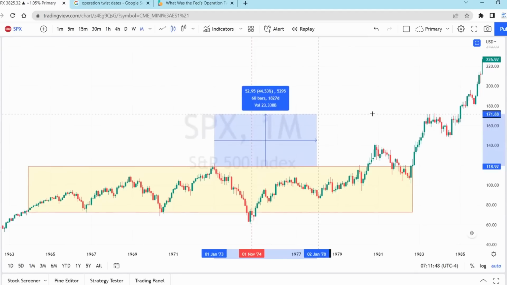Mid-'80s, right? This is the top of the measured move. It hit here and then pulled back, and then we kept going. And again, fiscal policy came in here too, Danish.